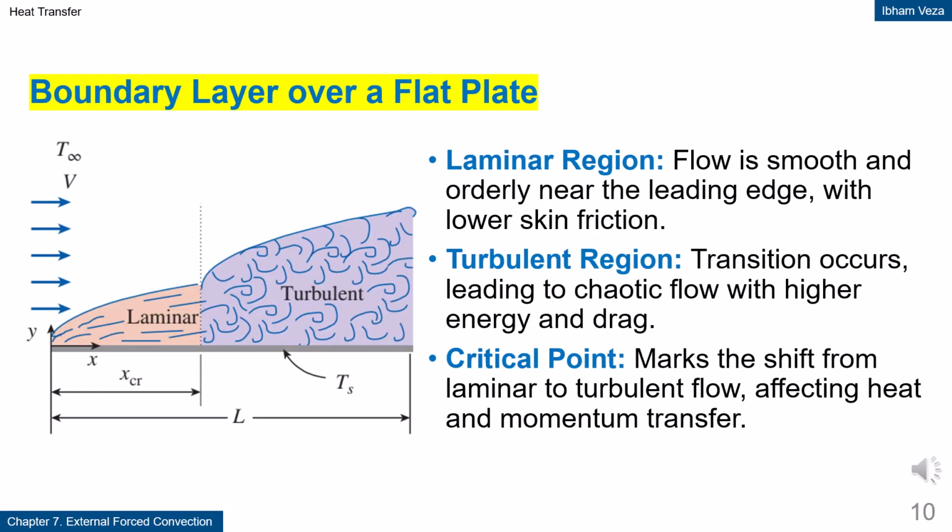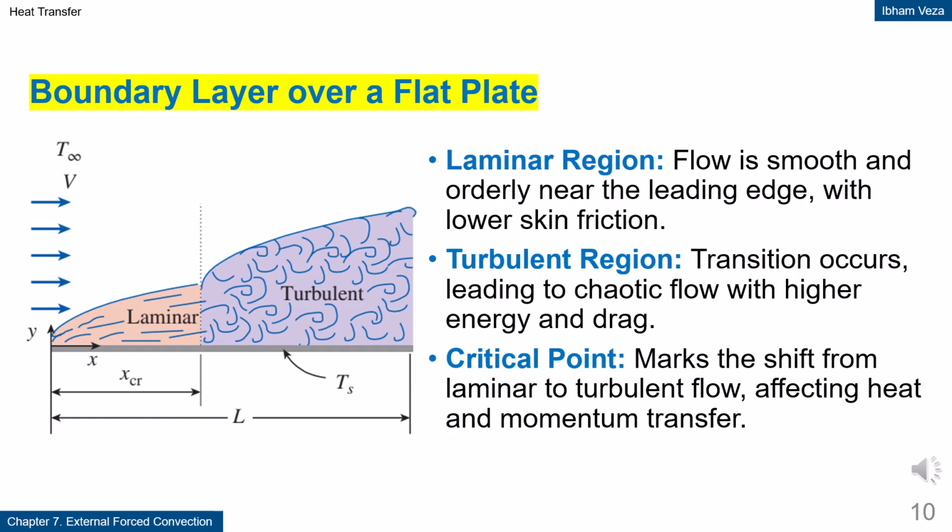Boundary layer over a flat plate. This slide shows the development of the boundary layer from a laminar region to a turbulent region along the plate. Near the leading edge, the flow is still orderly and the friction is relatively small. After passing the critical point, the flow becomes turbulent and both friction and heat transfer increase.